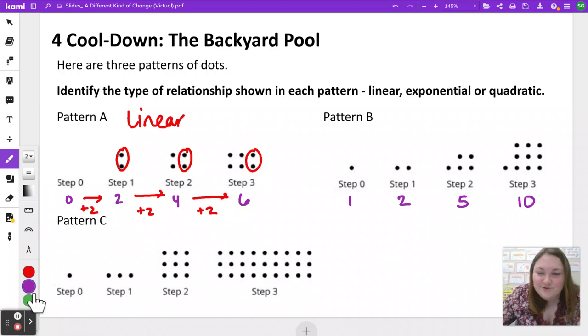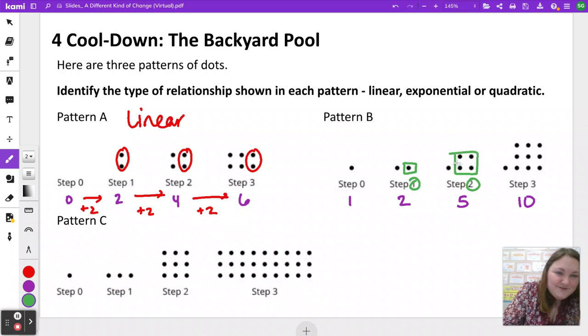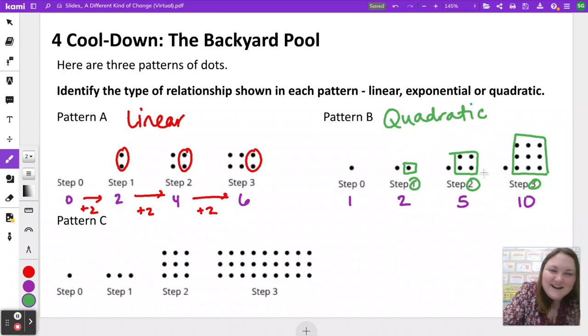This right here is our new relationship. Looking at these for step 1, I see a 1 by 1 square. Step 2, I see a 2 by 2 square. Step 3, I see a 3 by 3 square. We've got that expanding square here again, which makes this a quadratic. Every single time we've got that expanding square, and then we're just adding an extra 1 to the total.